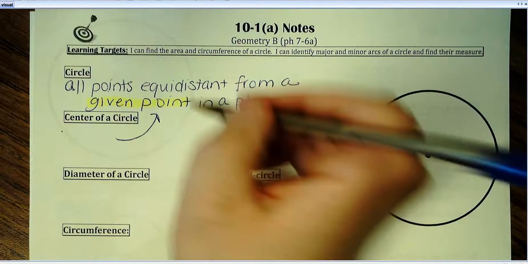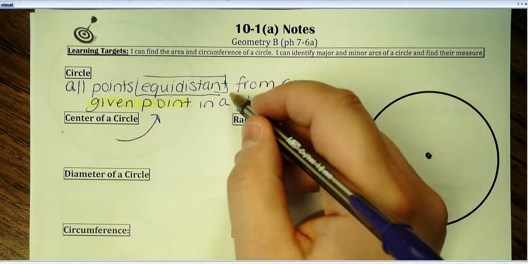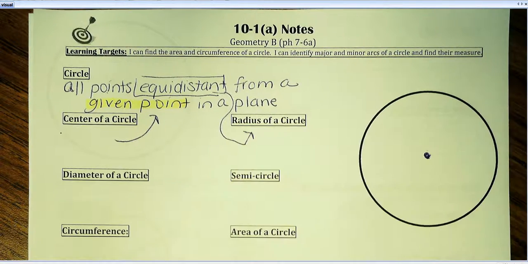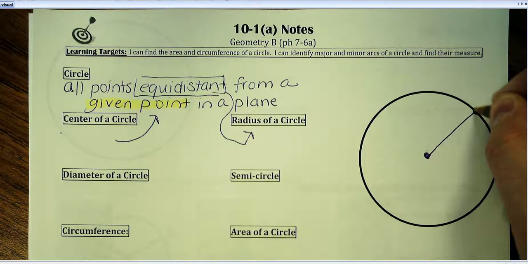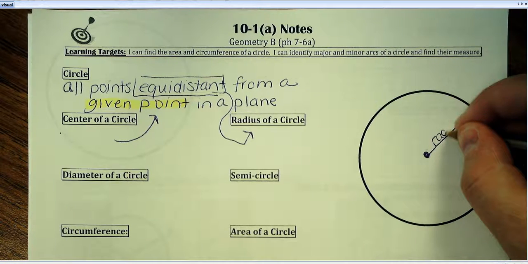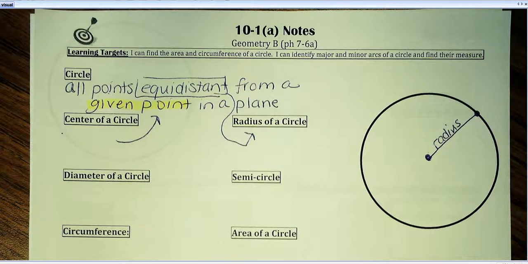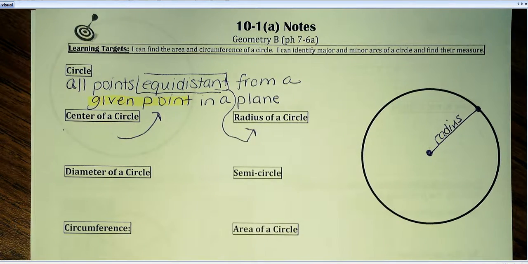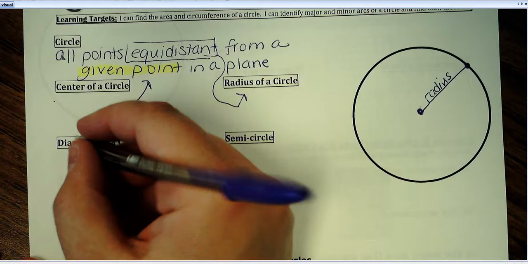Now, the actual equidistant means the same distance, and that is actually the radius of the circle. So each one of the points, if I draw a line here, if I go from the center to any point on the circle, that distance is equal for every single point on the circle, and that distance is called the radius.